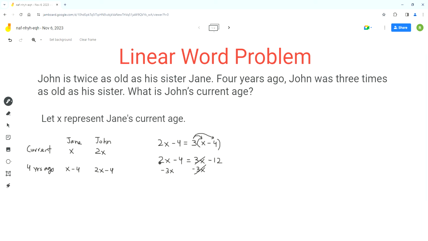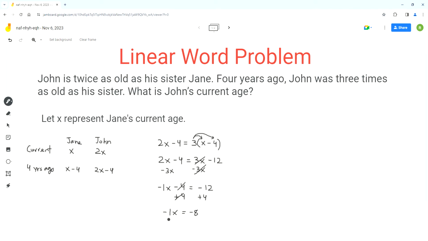And on the left side we get 2x minus 3x. So we can combine these terms by subtracting their coefficients. So 2 minus 3 is equal to negative 1. So negative 1x minus 4 equals negative 12. Now we can gather the number terms on the right side of the equation. So we can add 4 to both sides. So the 4's on the left side cancel each other out. And on the right side, we get negative 12 plus 4, which is equal to negative 8.